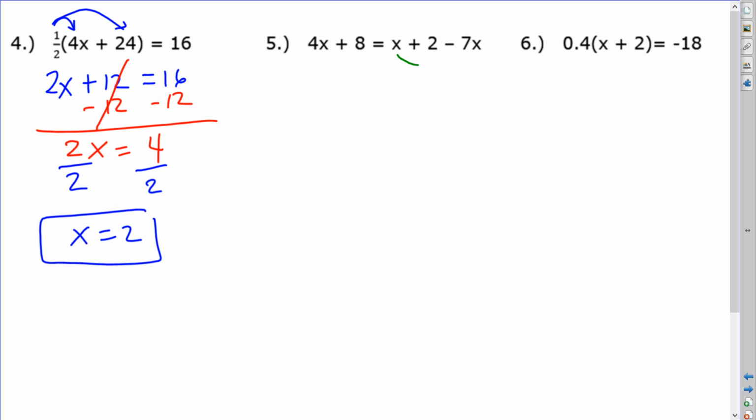So I'm going to use this little loop here to show that these two terms, 1x and minus 7x, can actually be combined. So I'm not going to use an inverse. I'm not going to do the opposite. So don't do this. I see this a lot and it's very, very wrong. Do not do this. That is not fair.